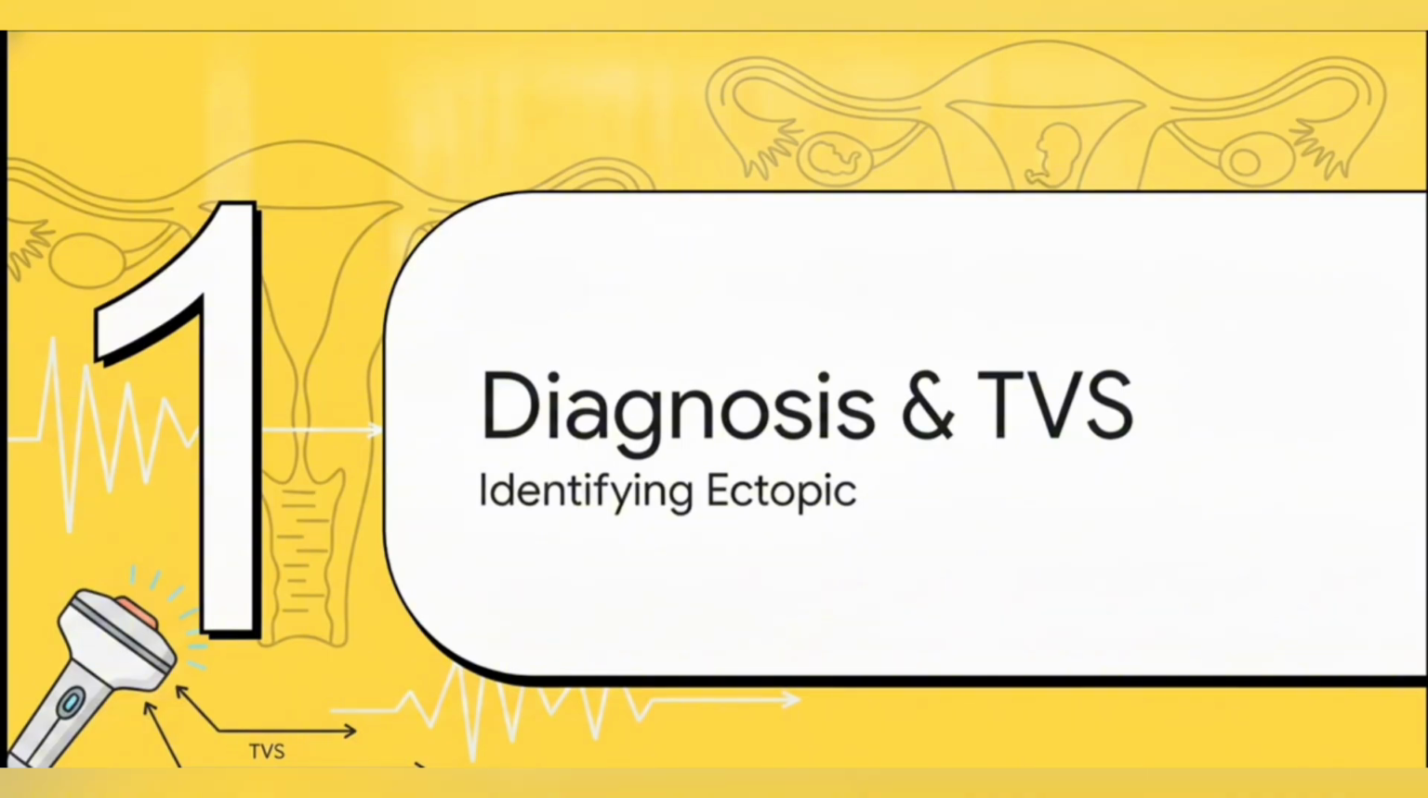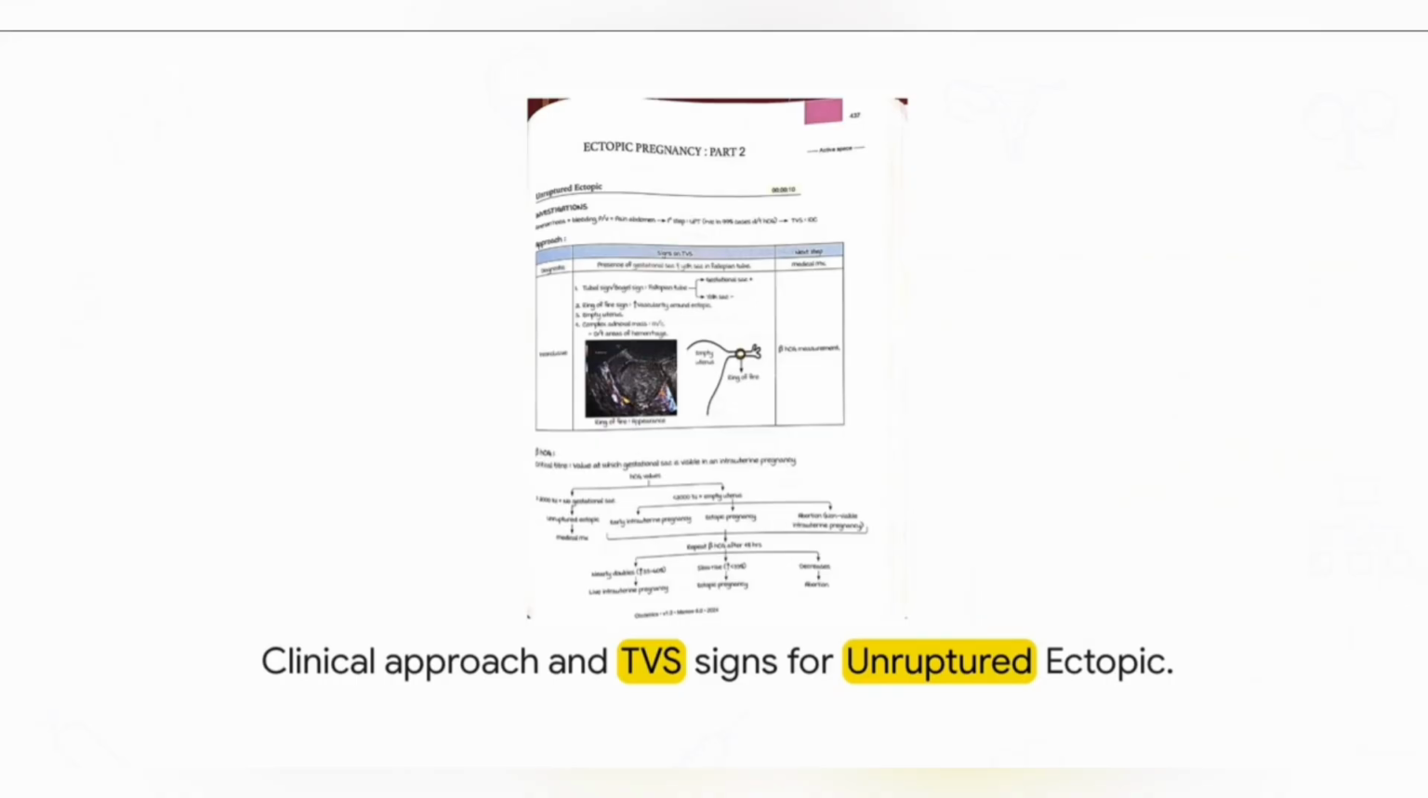All right, Section 1, Diagnosis and TVS Signs. Let's figure out how to actually identify an ectopic. Now, these original source notes brilliantly lay out the clinical approach. Monulo, a patient comes into your clinic presenting with the classic triad: amenorrhea, bleeding per vaginum, and abdominal pain. Your very first step, a simple UPT. It's actually positive in 99% of cases. But the investigation of choice is going to be transvaginal sonography, or TVS.